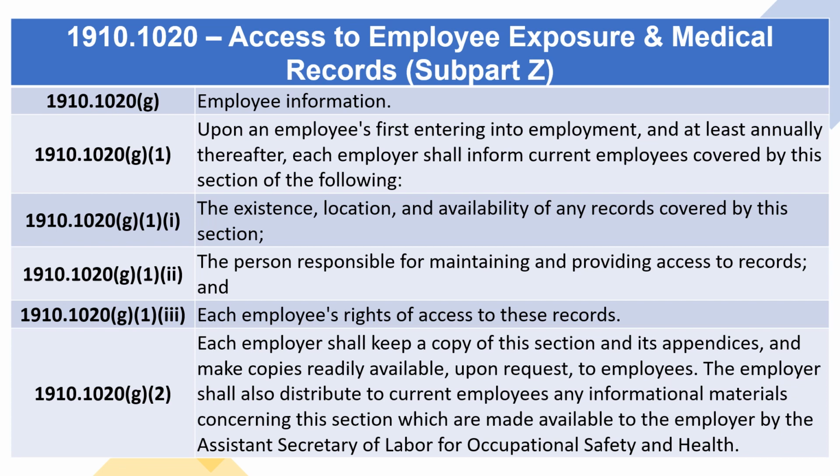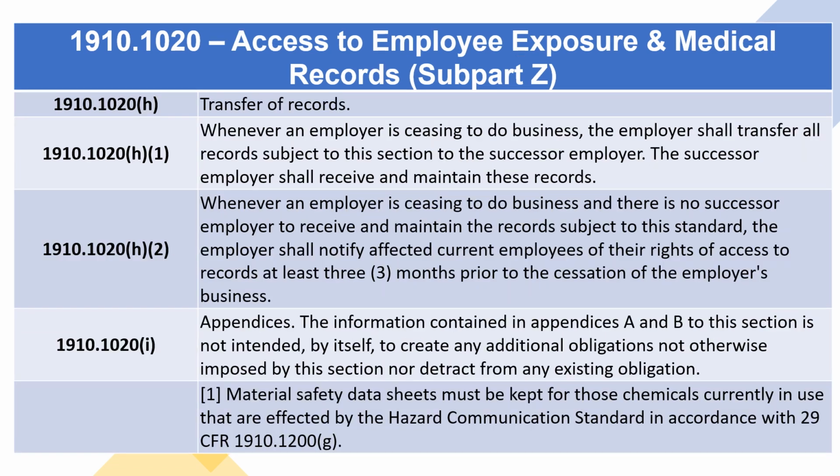1910.1020(g)(2). Each employer shall keep a copy of this section and its appendices and make copies readily available upon request to employees. The employer shall also distribute to current employees any informational materials concerning this section which are made available to the employer by the Assistant Secretary of Labor for Occupational Safety and Health. 1910.1020(h). Transfer of records.